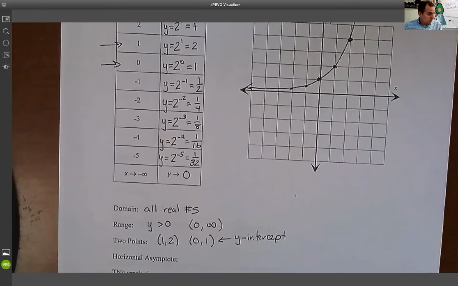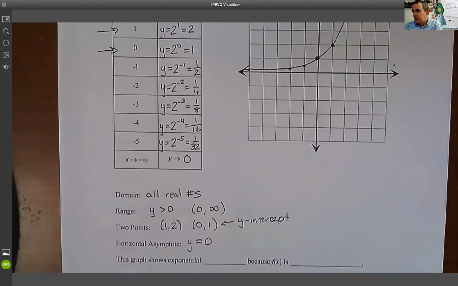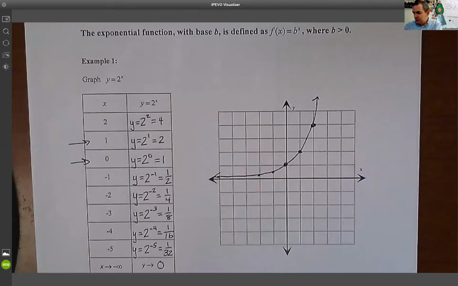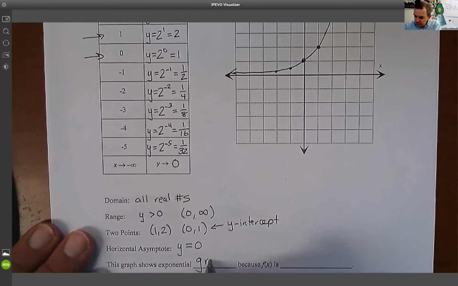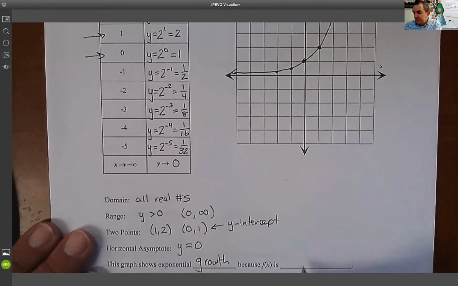Now horizontal asymptote. When we do horizontal asymptote on this, in this case to start with, it is always going to be the x-axis. So y equals 0 is my horizontal asymptote. When we look here, with exponentials our choices are either growth or decay. And as we notice when we read this, it's going up. So this is exponential growth because f of x is increasing.